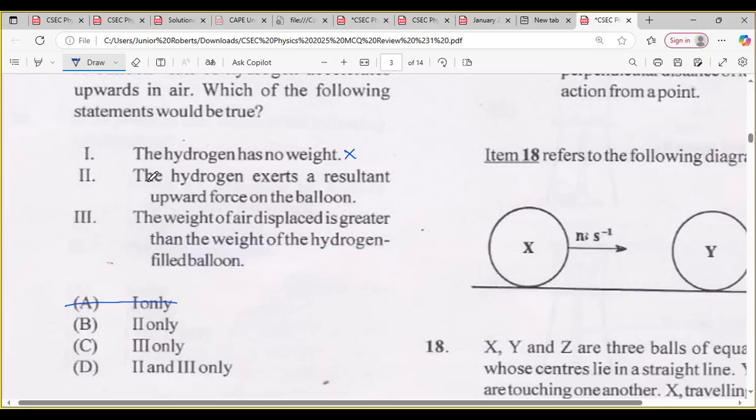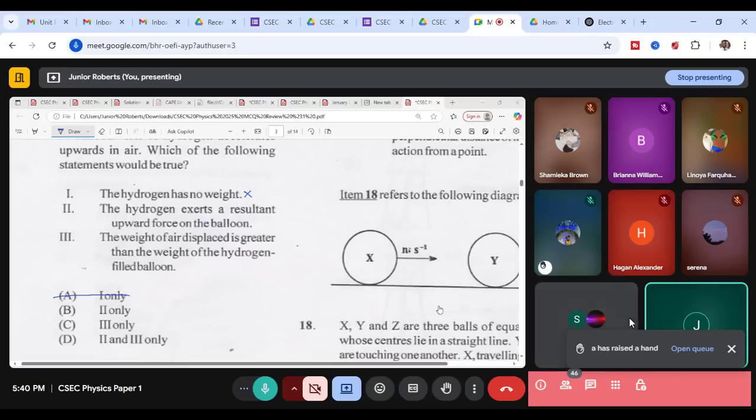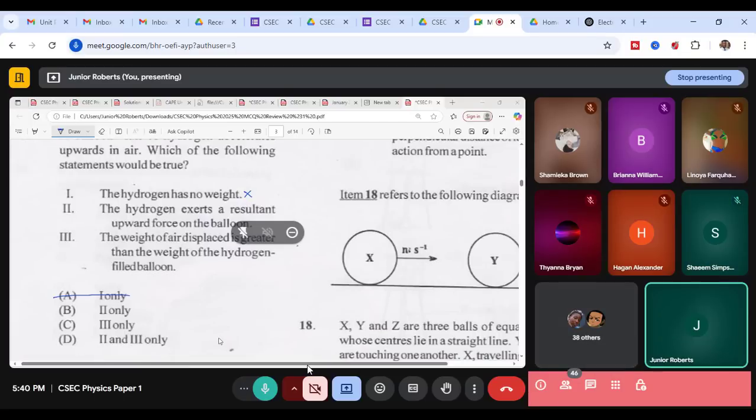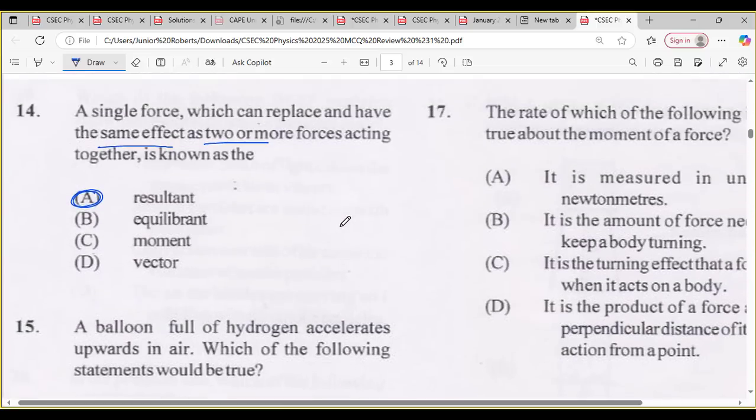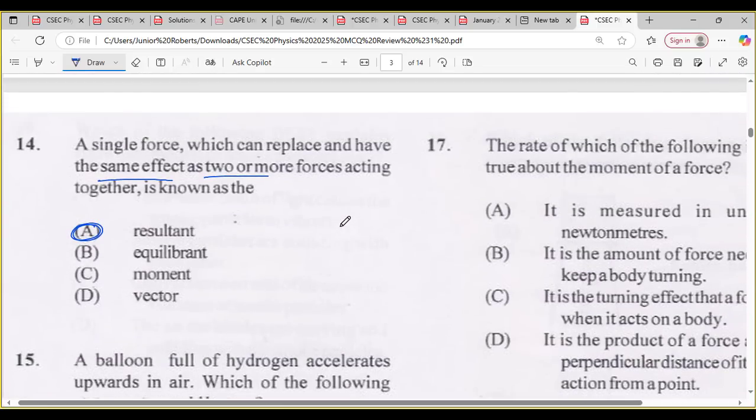Now, option 2 says that the hydrogen exerts a resultant upward force on the balloon. All right, so I'm hearing a question. Yes, question, please. So what was the answer for 14? 14, let's go back to that one. So 14 we said was the resultant, right, which has the same effect as two or more forces acting on an object.